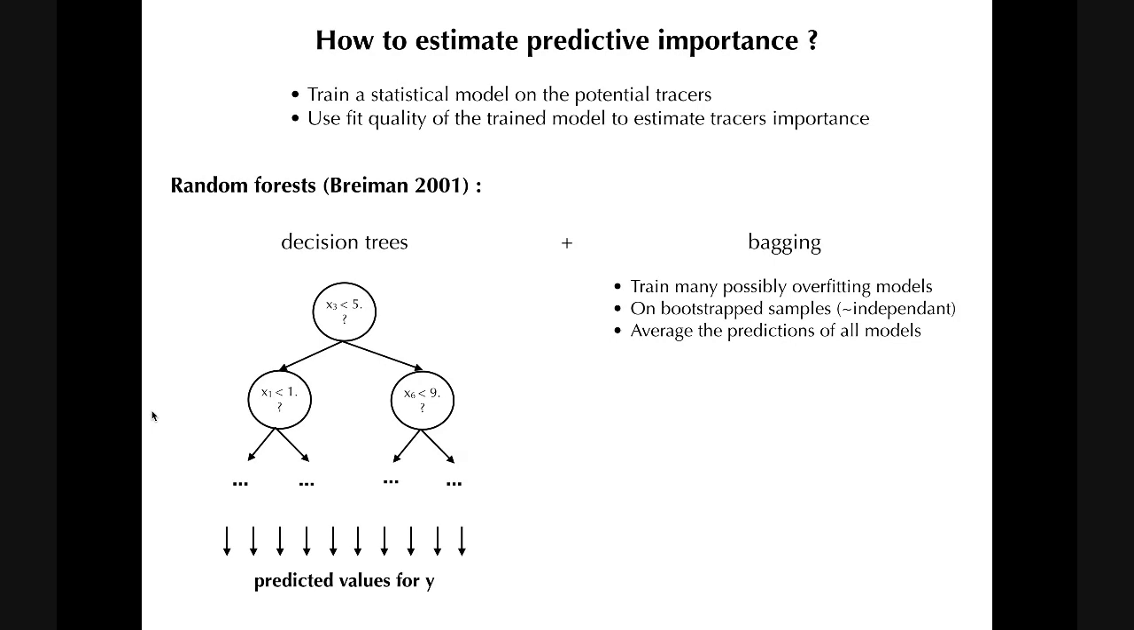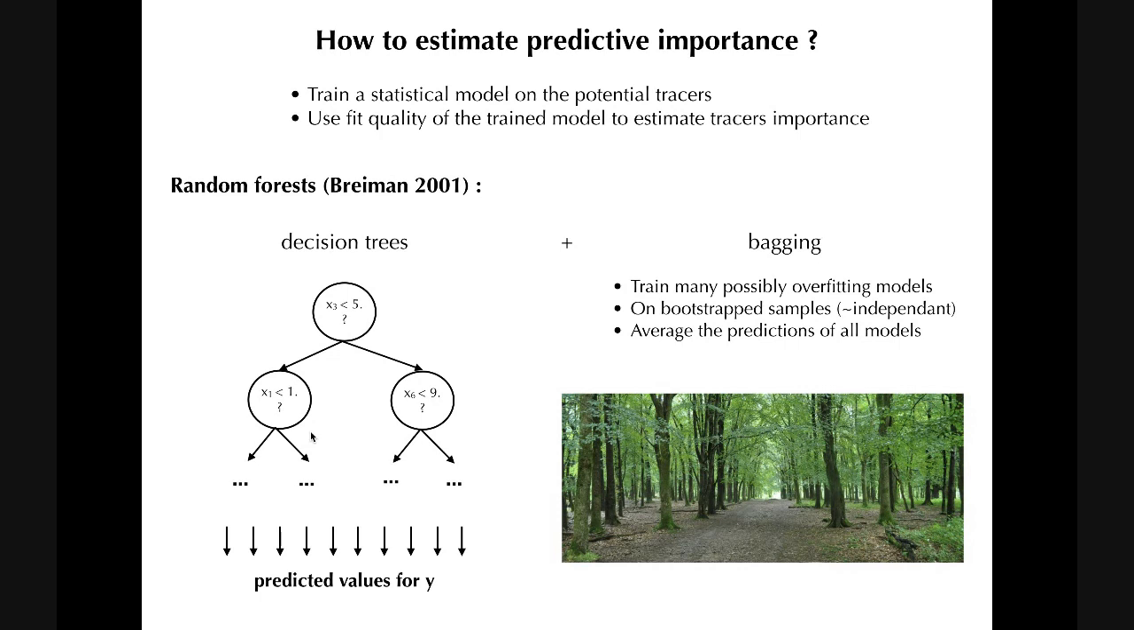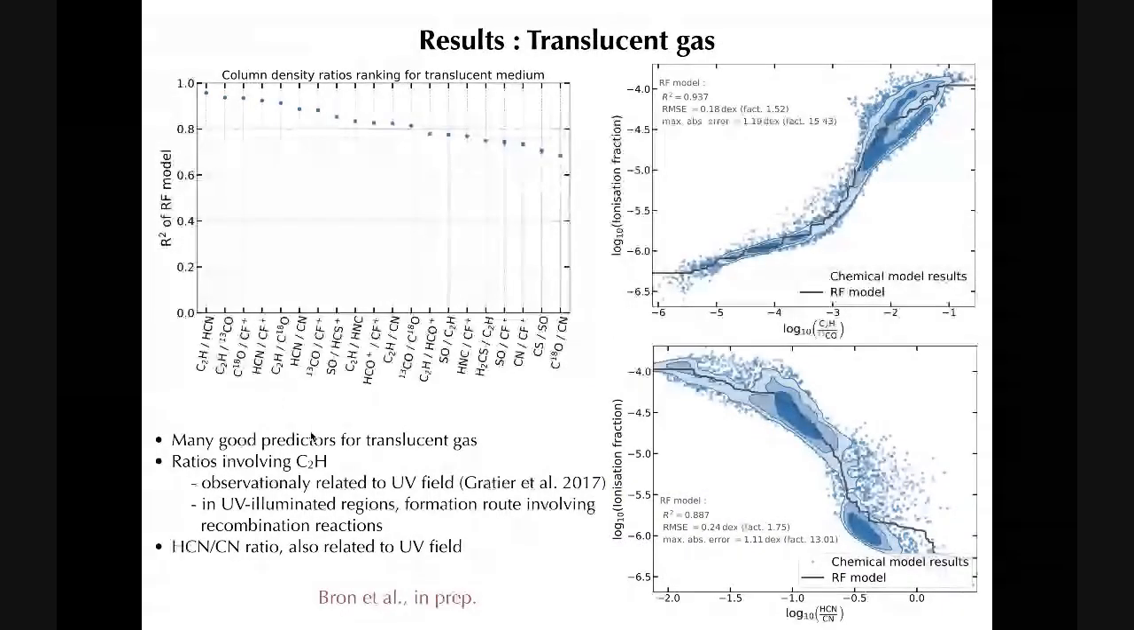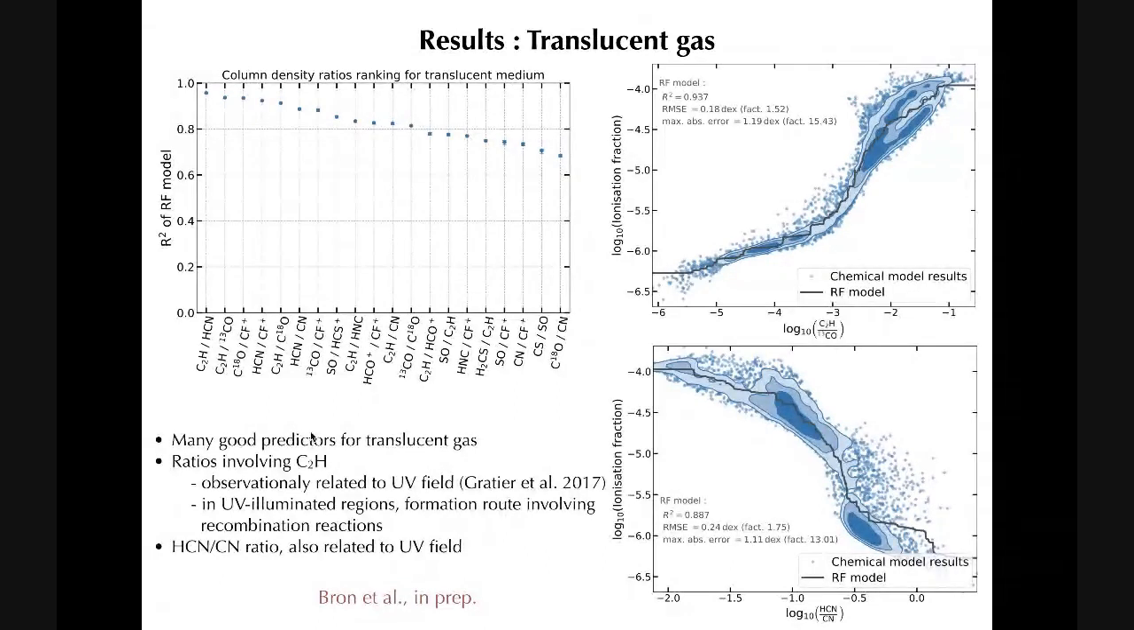The idea is that if you have many different regression models that are all overfitting, but that make errors that are statistically independent, if you average them, then you will get a very good predictor. Here, the independence is built by using bootstrap samples that are given to each different tree so that they don't see exactly the same data, and by adding some randomness in the training process. So we applied this to our chemical model grids.